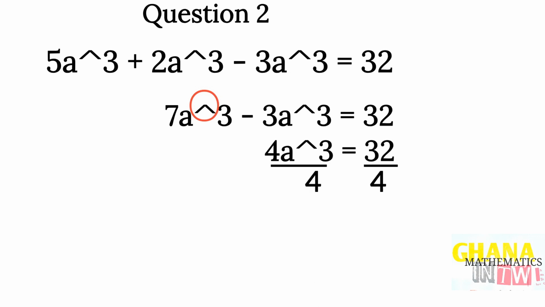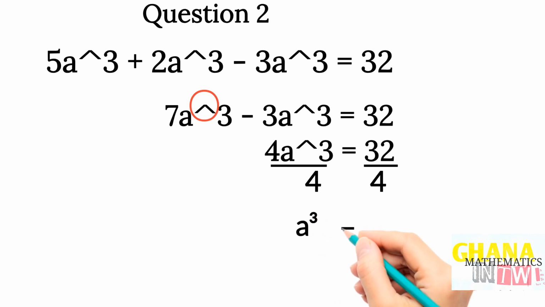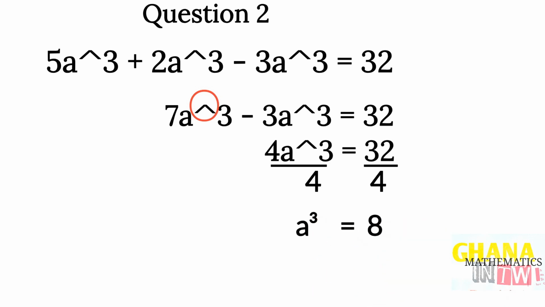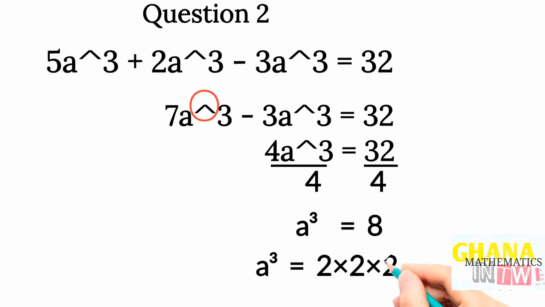So that 4 will take away 4, and a raised to the power 3 is equal to 8. Why? 4 goes into 32 8 times. 4 8s are 32. So we can see that 8 can be broken down into 2, because 2 times 2 times 2 is 8. 2 times 2 is 4, 4 times 2 is 8. So 2 that multiplies itself 3 times will give me 8.